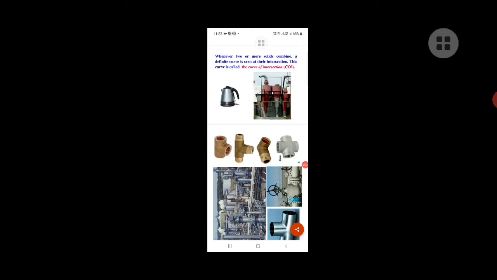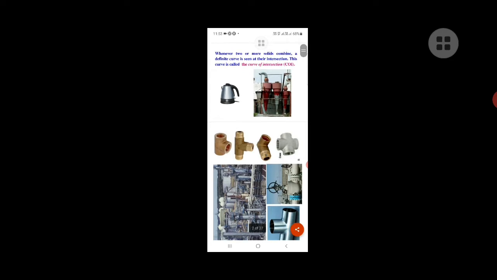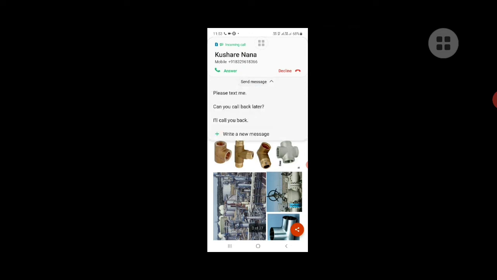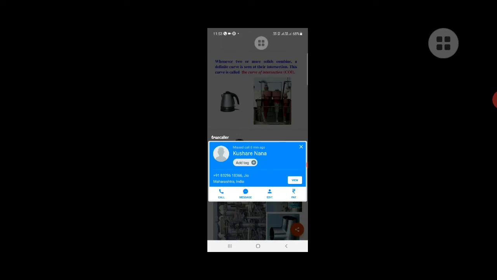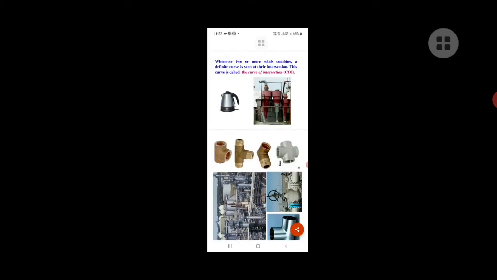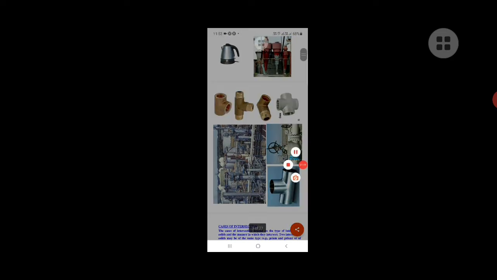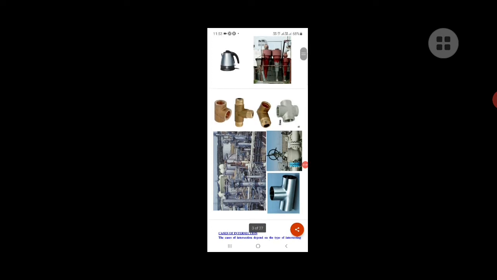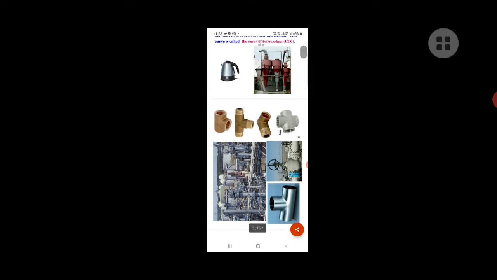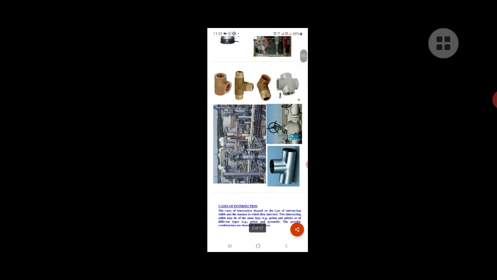Whenever two or more solids combine, a definite curve forms at their intersection. This curve is called the curve of intersection. This diagram shows many problems showing intersection. Let's see 1, 2, 3, 4. These are the intersections of solids. So what is a curve of intersection?